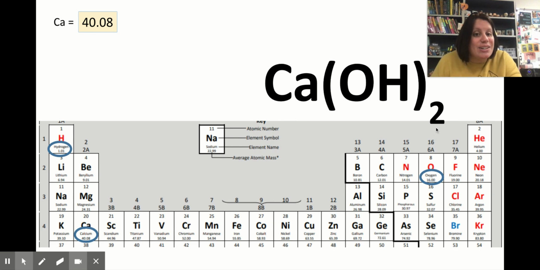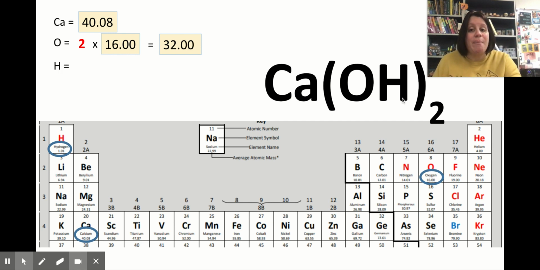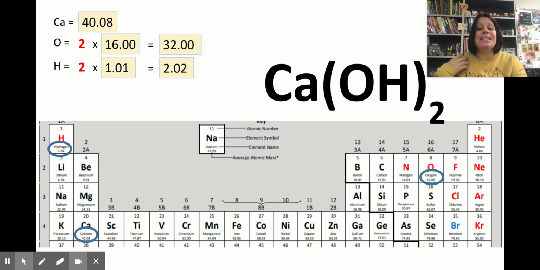But you'll notice there's this subscript of 2 on the outside of hydroxide. That 2 is going to apply to everything on the inside. We are going to multiply. So that means there's 2 times the 1 oxygen on the inside. So we have 2 oxygens times oxygen's mass of 16 grams. Gives oxygen a contribution to calcium hydroxide of 32 grams. Then this 2 is also going to apply to your hydrogen. So you have 2 times the 1 hydrogen in the compound. So you're going to have 2 times hydrogen's mass of 1.01 grams to give hydrogen a contribution of 2.02 grams.